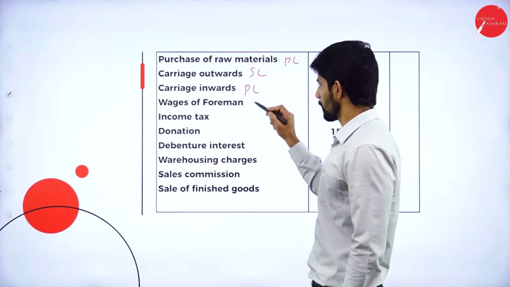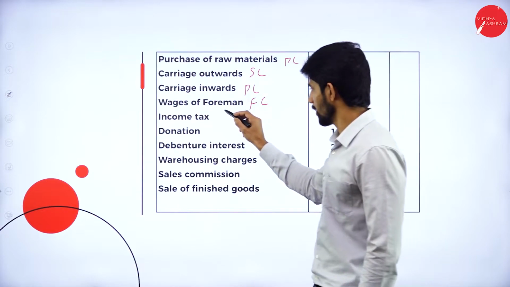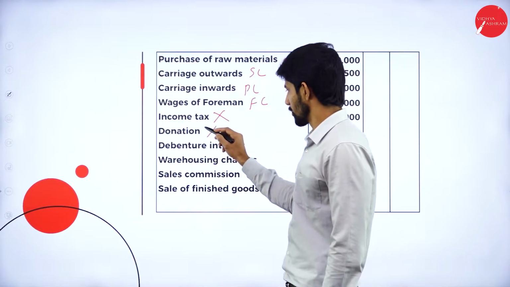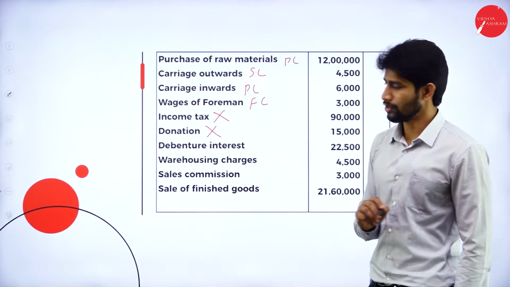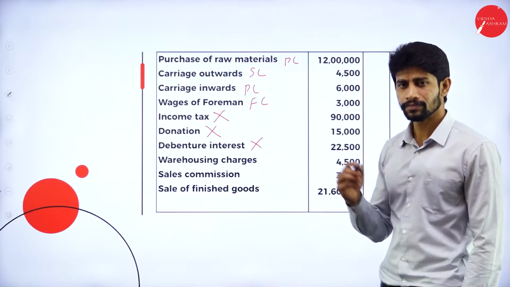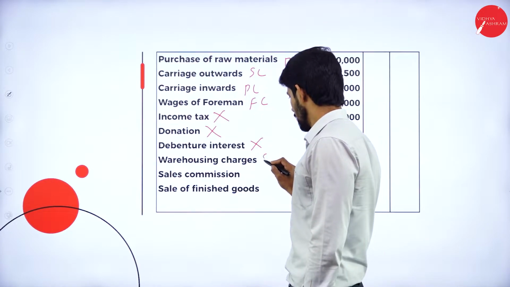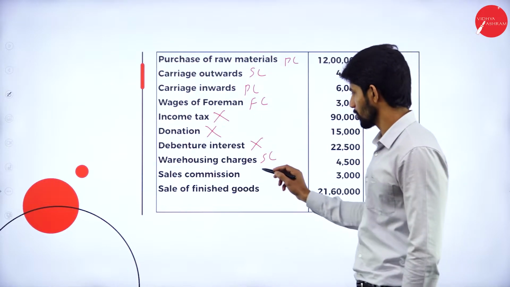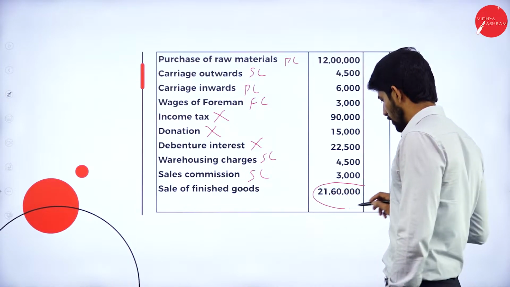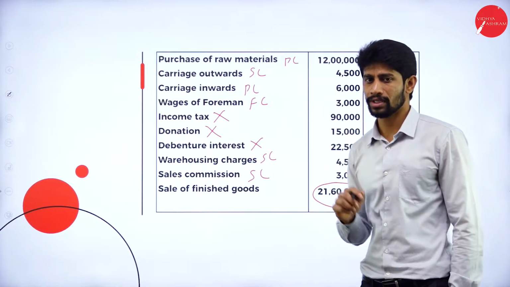Next, wages for foreman, factory cost. Income tax, this will not come under cost sheet because it is not an expenditure. Next, donation, yes, this also does not come under cost sheet. Next, debentures interest, this also does not come under cost sheet. Next, warehousing charges, this comes under selling cost. Next, salesman commission, selling cost. Next, sale of finished goods is 21,60,000. This we consider at the last, that is total sales.